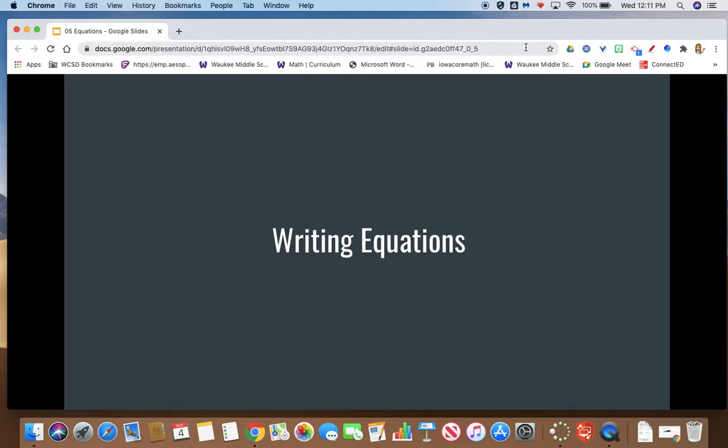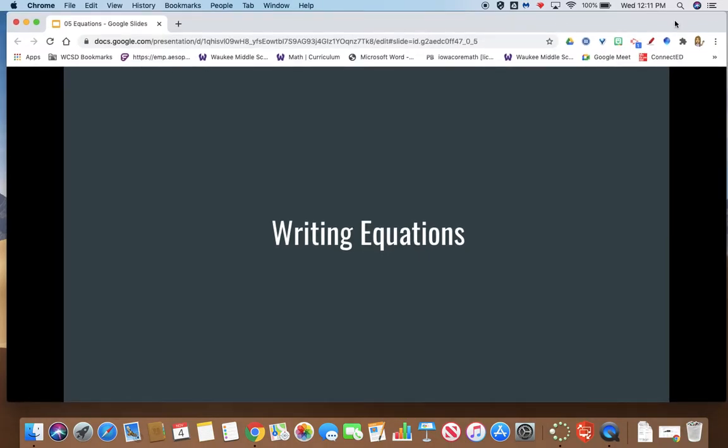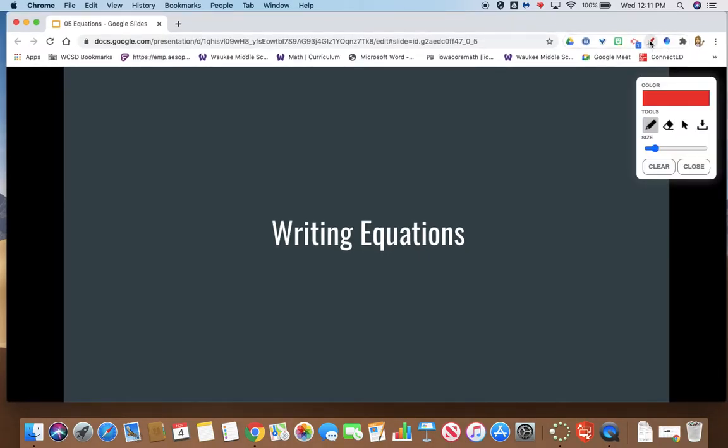Today we're going to talk about writing equations. Go ahead and get your math notebook open to a fresh page and put the title Writing Equations at the top of your notebook. When you're ready, click play.